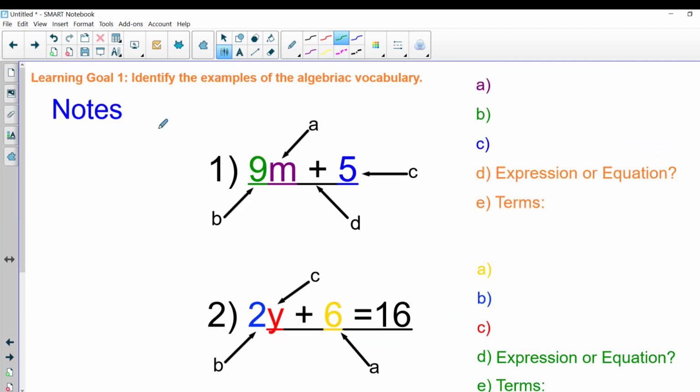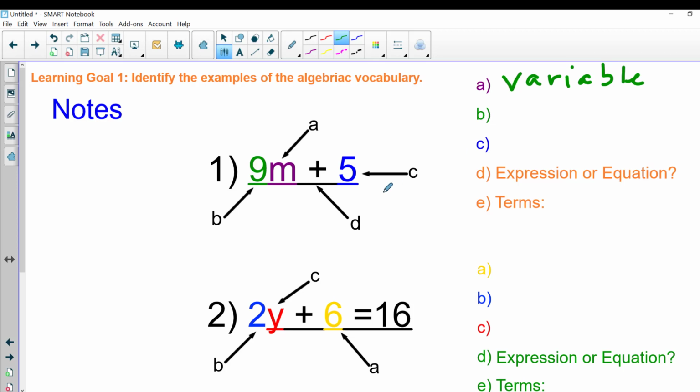Now let's go ahead and put into practice some of these vocabulary words you just learned. We're going to do the first one together, and then you're going to do the second one on your own. So the first one, what is A? So look for A. What is the M called? The M is the unknown. It's the letter. So it is the variable.